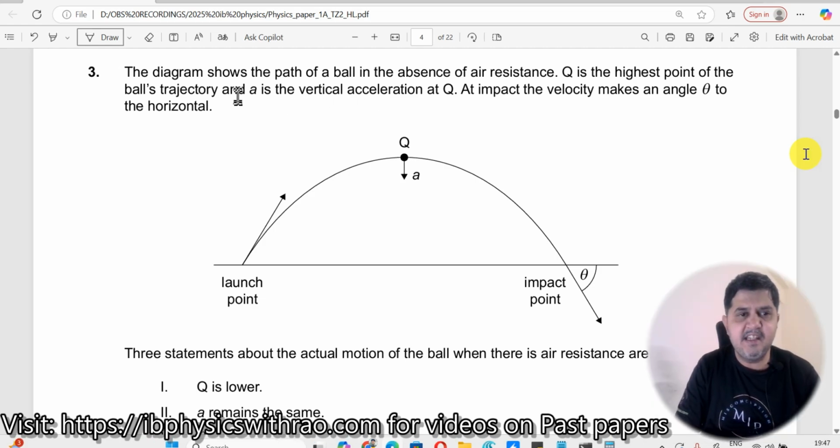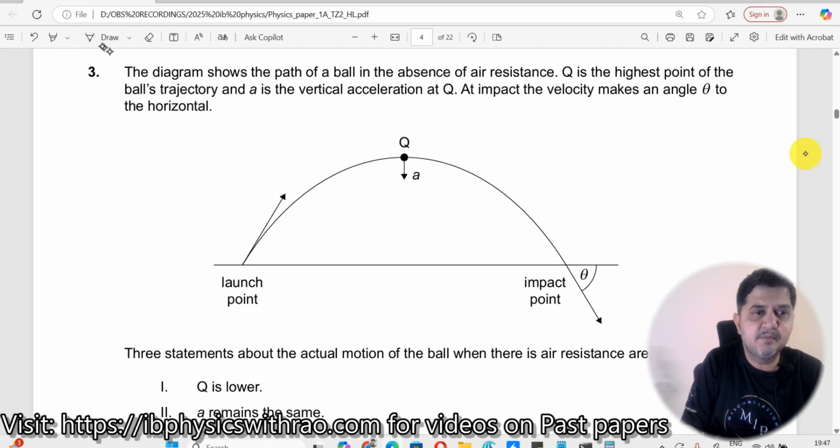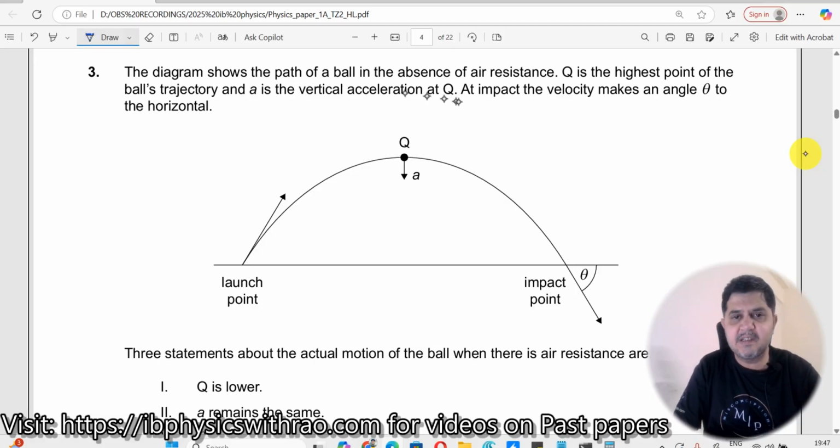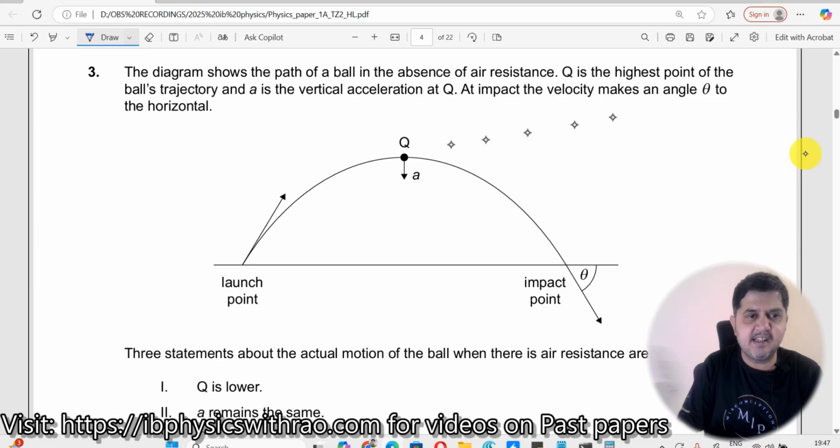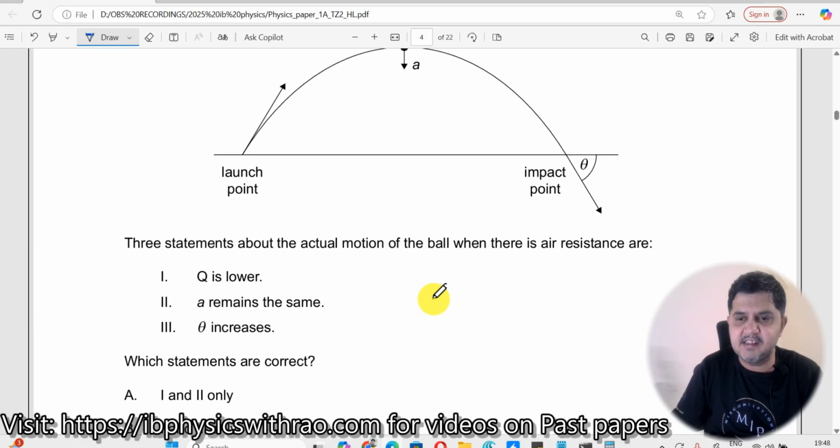Okay, question number 3. The diagram shows the path of a ball in the absence of air resistance. Q is the highest point of the ball's trajectory. A is the vertical acceleration at Q. At impact, the velocity makes an angle theta to the horizontal. The three statements are about the actual motion of the ball when there is air resistance.